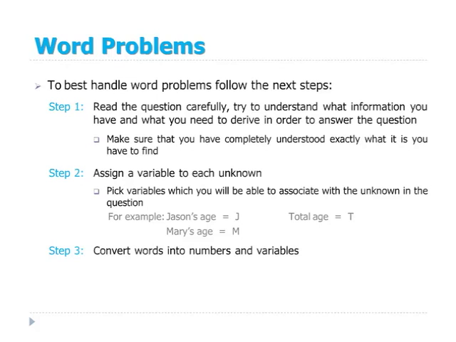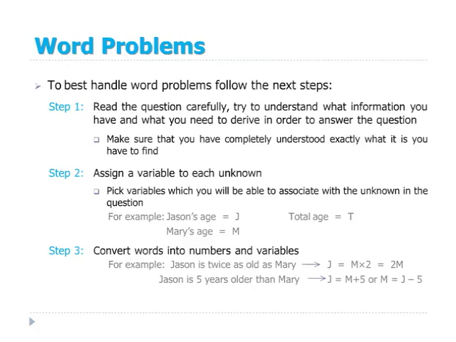Step 3. Convert words into numbers and variables. For example, if you are told that Jason is twice as old as Mary, then you can write it down as J equals M times 2 or J equals 2M. If you are told that Jason is 5 years older than Mary, then you can write it as J equals M plus 5 or M equals J minus 5. It can get a bit harder, but can still be done correctly if you are attentive. Step 4. Solve the equation or equations you need and check your answer.